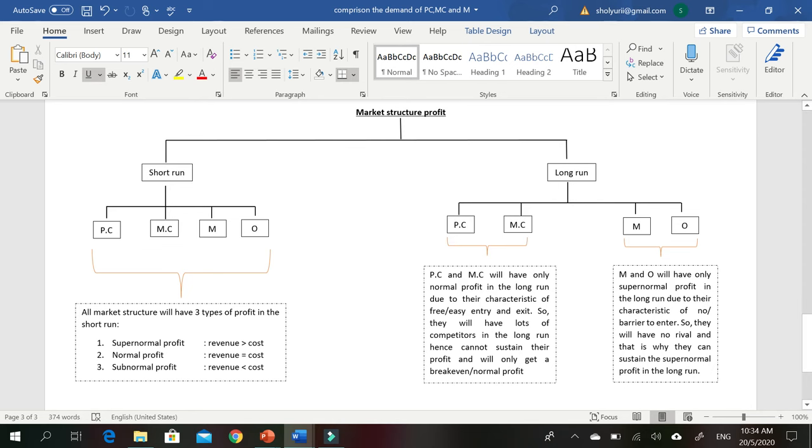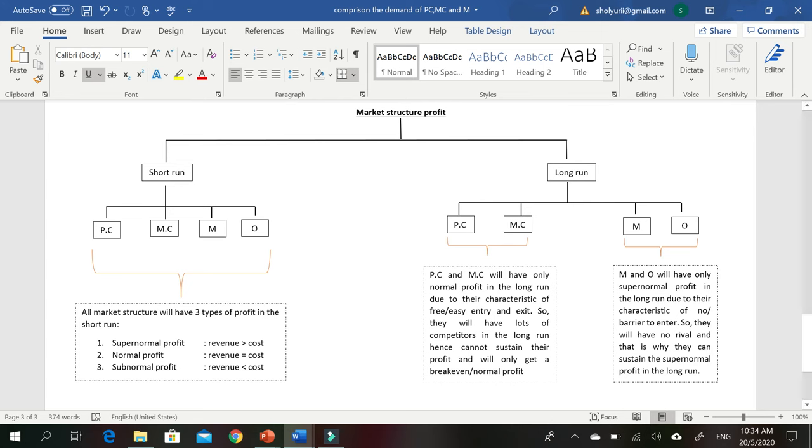Maksud supernormal profit ni positive profit. Hasil lebih besar daripada cost. So, kita dapat untung lah positive profit. While normal profit ni, hasil kita sama dengan cost kita. Hasil buat jual barang lah RM50, cost buat barang pun RM50. Break even, balik modal sahaja.